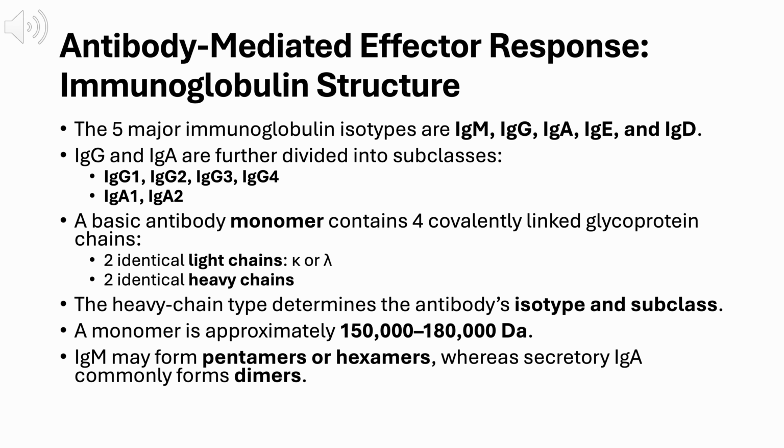Here's the key organizing principle. It's the heavy chain type that determines the antibody's isotype and subclass. A monomer weighs in around 150 to 180,000 Daltons. But not all isotypes stay as monomers. IgM assembles into pentamers or even hexamers, which explains its large size and poor tissue penetration, while secretory IgA commonly forms dimers, suiting it for mucosal defense. Keep this scaffold in mind, because in the next slides we'll divide the antibody into its functional regions, Fab and Fc, and see how structure dictates function.